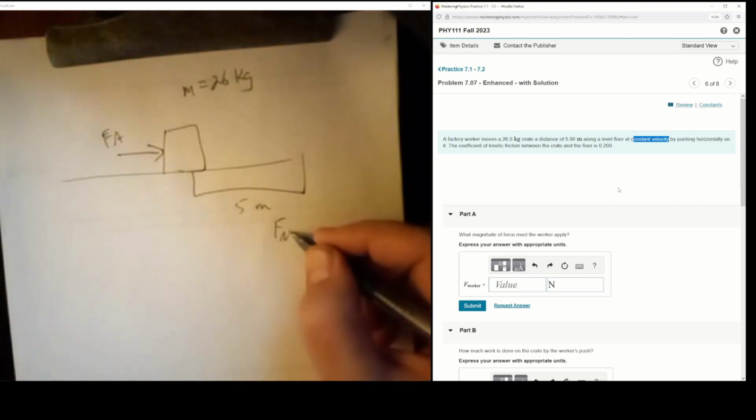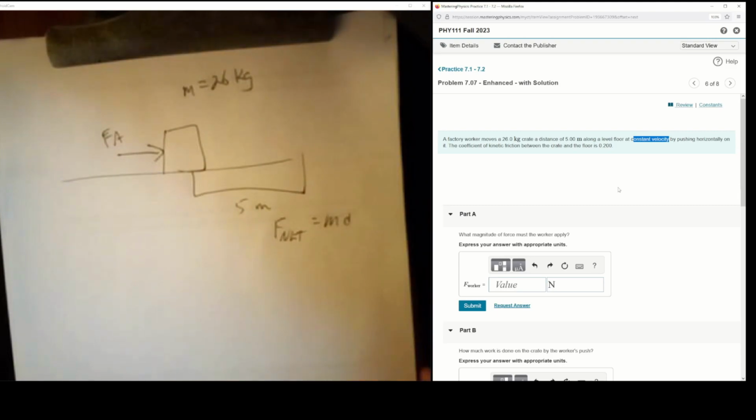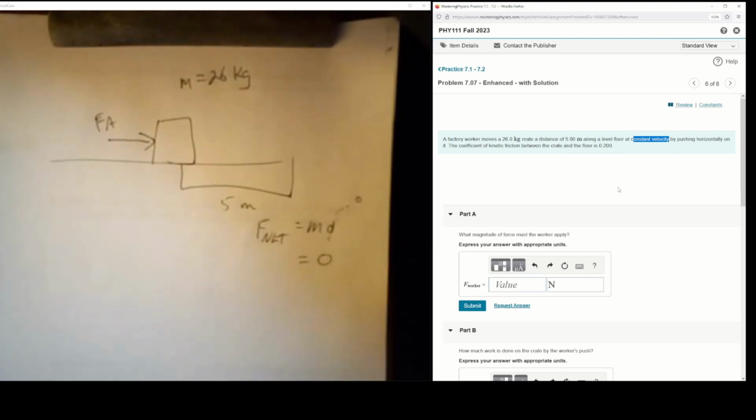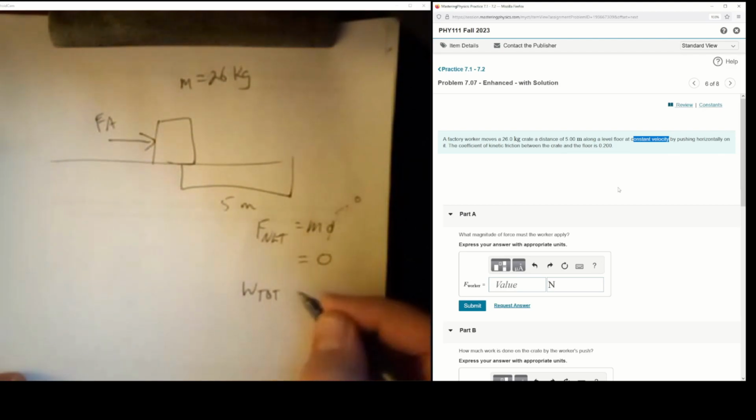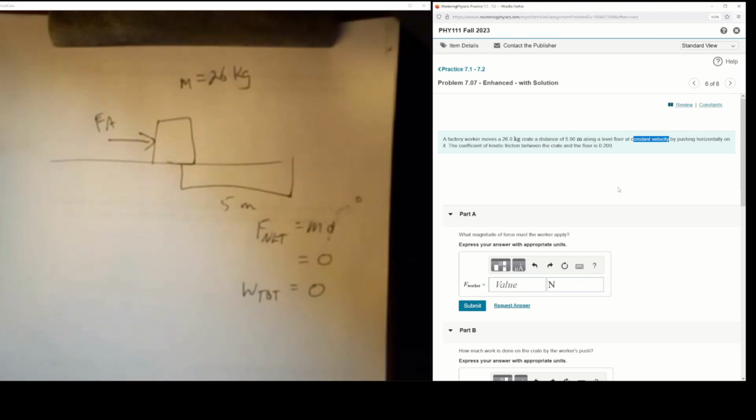And since the net force is also equal to ma, if there's zero acceleration, then the net force will be 0. Which means the net work, the total work done, which is net force times displacement, will be 0 because the net force is 0. And that's why this constant velocity is an important statement here. That's telling us that the acceleration is 0, which means the net force is also 0.